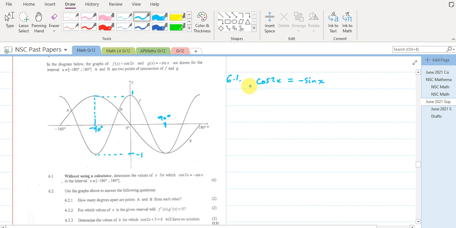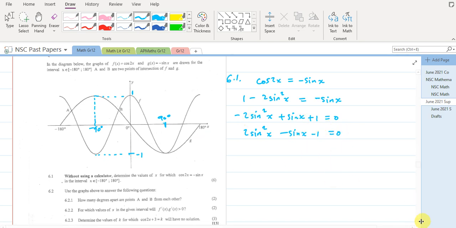So let us use the double angle and sine, right? So let us use 1 minus 2 sine squared x is equal to negative sine x. Bringing everything over, you get minus 2 sine squared x plus sine x plus 1 is equal to 0. Writing it in standard form quadratic, we get 2 sine squared x minus sine x minus 1 is equal to 0.